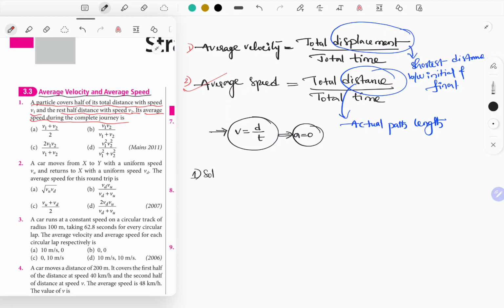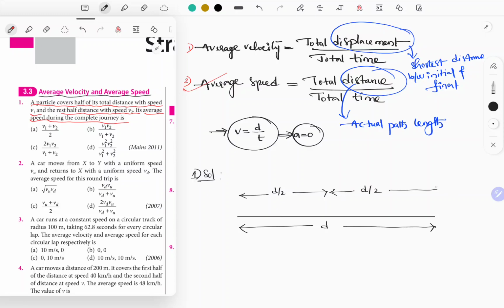Question number one, solution. Let me imagine the total distance covered by the object is d. So half of the distance is d by 2, and the remaining half of the distance is d by 2. They haven't given this, I am just imagining, because they said the object is traveling half of the distance. Let us say the object is moving with a constant speed v1 for half of the distance. For the remaining half of the distance, the object is moving with a speed of v2. Now they're asking average speed.